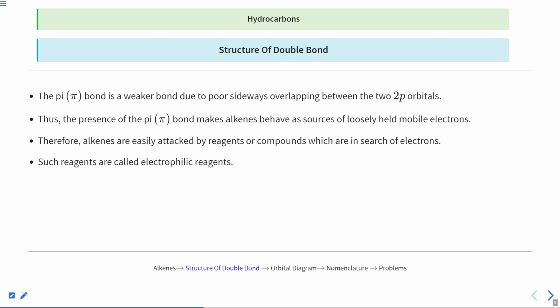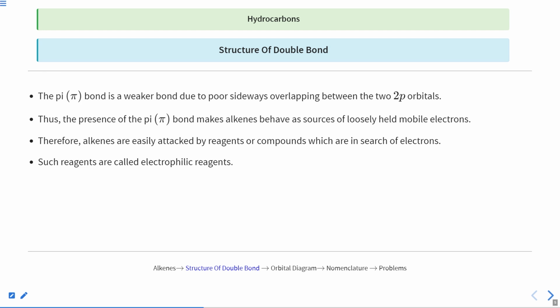Now, since this pi bond is weaker, it means the pi electrons between the two carbon atoms are held loosely, because it is a weak bond and can be broken easily. And these loosely held electrons we call mobile electrons, because they are more mobile in comparison to the sigma bond, since the overlapping is not good enough.